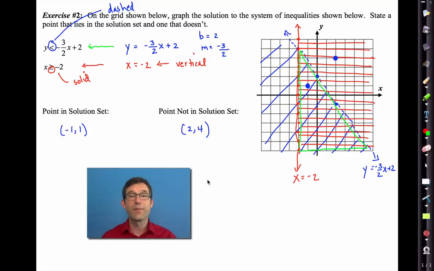But that's it. That's the whole deal. So, graph the lines that the inequalities are based on, shade according to greater than or less than, and wherever the shading overlaps of the two inequalities, if at all, that is your solution set.